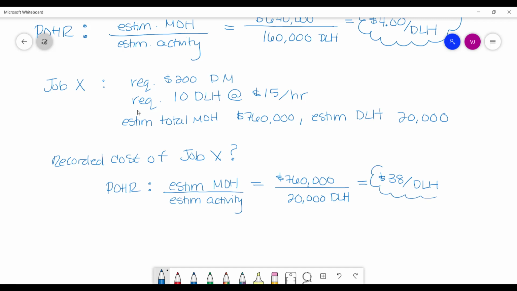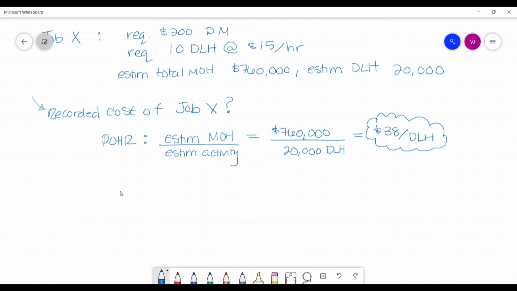So that is the POHR that we will use to help figure out what the recorded cost is of job X. So how would we go about figuring out the total cost of job X? So remember, the costs are made up of direct materials. That they gave us right away, right? They said that $200 of direct materials were used on job X. But then what about direct labor? Well, they told us that 10 hours were used on this job, 10 direct labor hours, at $15 an hour.